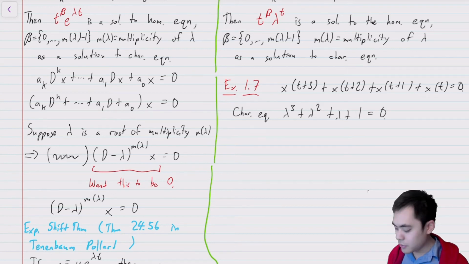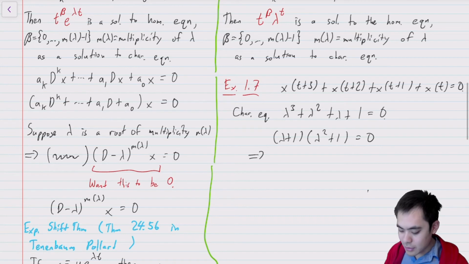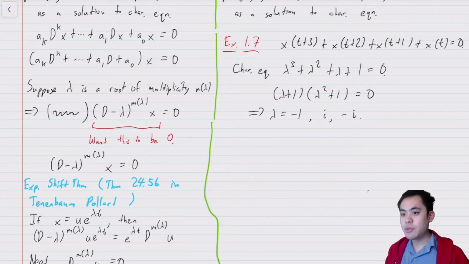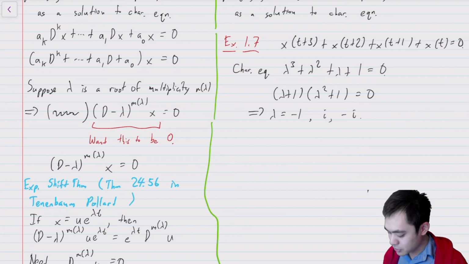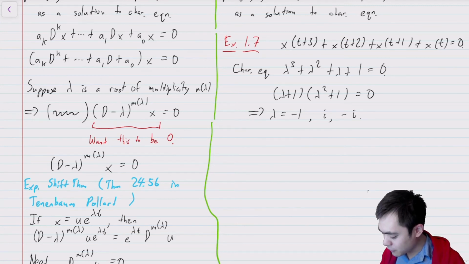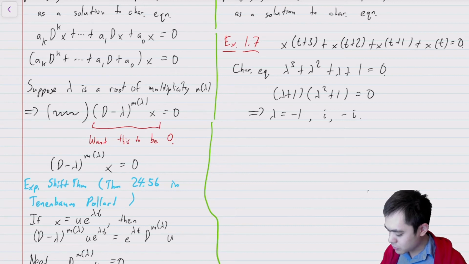Okay, so what are the eigenvalues? Well, let's factor this out. This is lambda plus 1 times lambda squared plus 1 is equal to 0, which implies that lambda is equal to minus 1, i, or minus i. Now that we know the eigenvalues of the characteristic equation, we also know three linearly independent solutions: minus 1 to the t, i to the t, and minus i to the t.